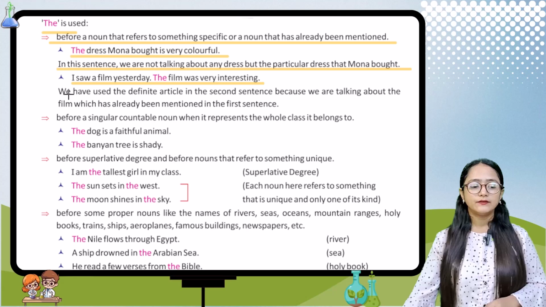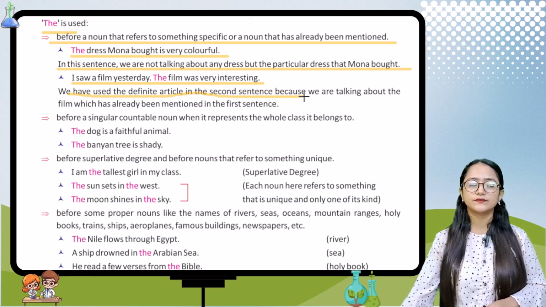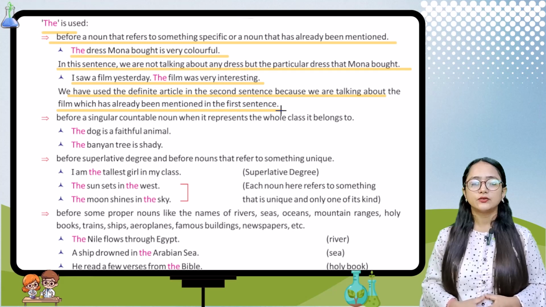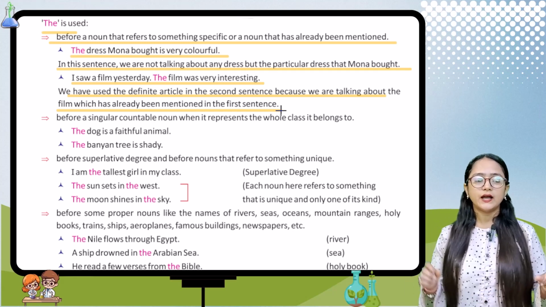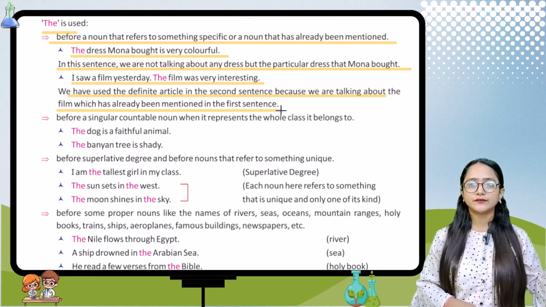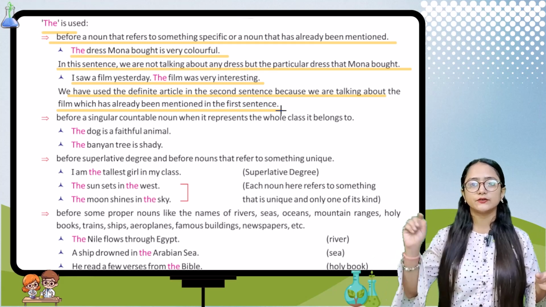We have used the definite article in the second sentence because we are talking about the film which has already been mentioned in the first sentence. So basically we are using the before it because we have already mentioned it in the first sentence. So in the next sentence we are using the.